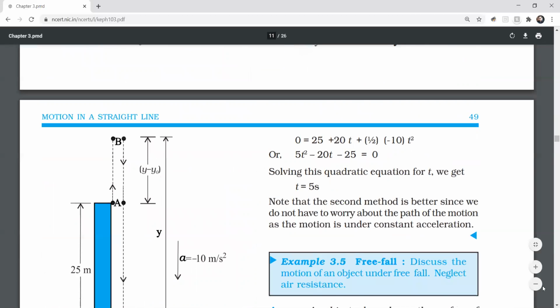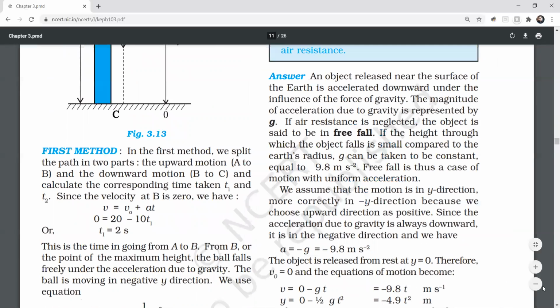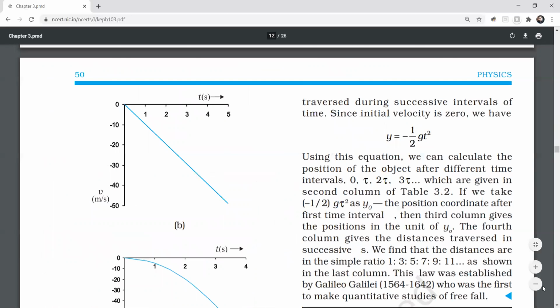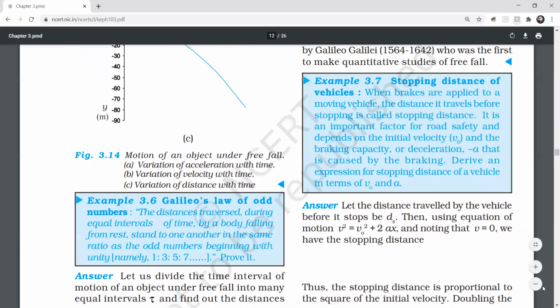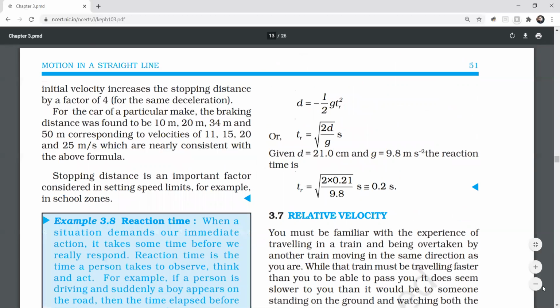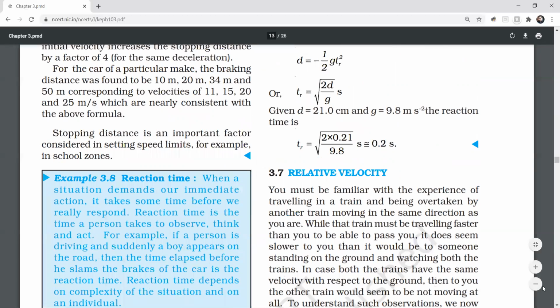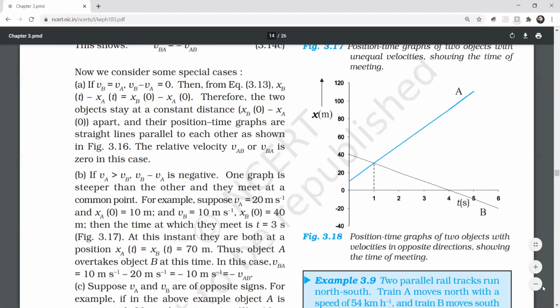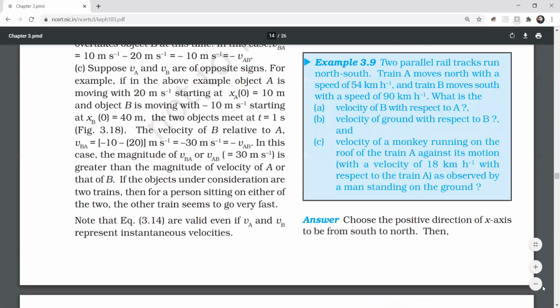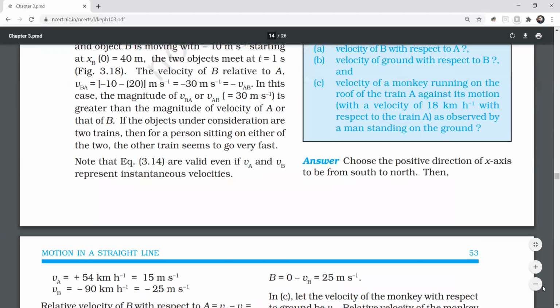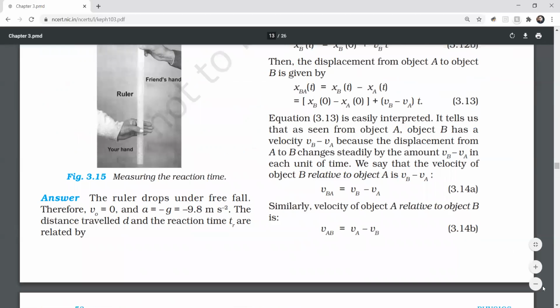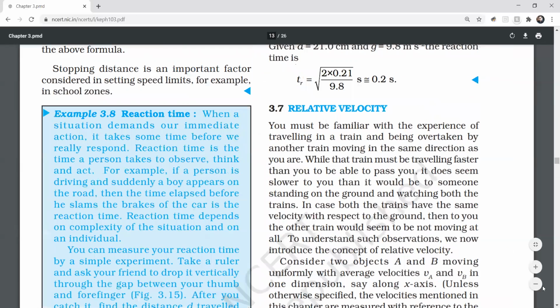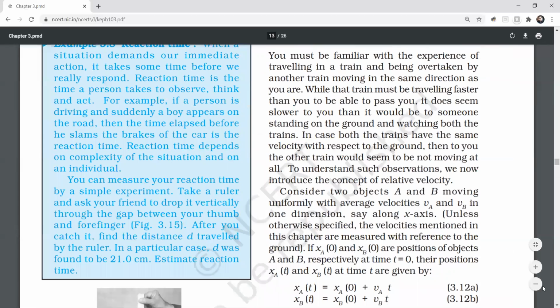There are some examples. I don't want to get into that. Okay, yeah. There's one last thing I want to talk about, and then we can start with solving questions here.